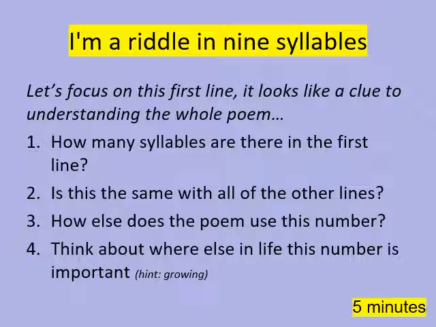Well, it opens with telling us what it is. I'm a riddle in 9 syllables. So let's focus on this first line. It looks like a clue to understanding the whole poem. How many syllables are there in that first line? Is this the same with all the other lines? How else does the poem use this number? Think about where else this number is important. And the hint is growing. So it's 9 syllables. It's to do with growing. There's lots of references to life-changing events that are to do with growing and the person becoming larger.